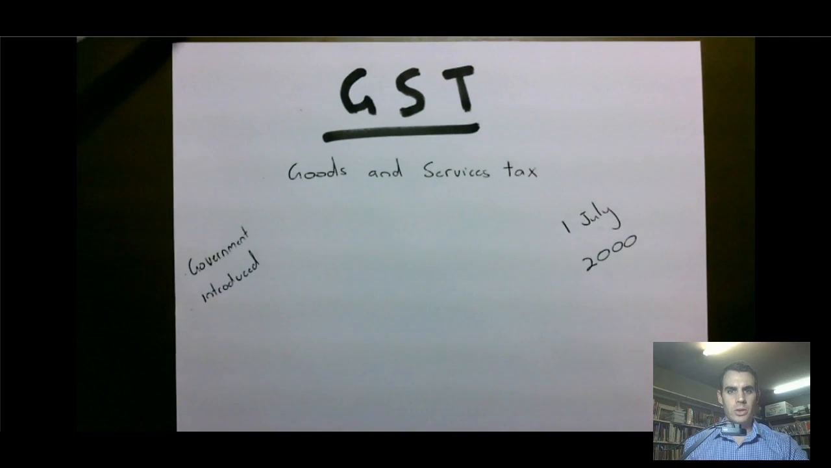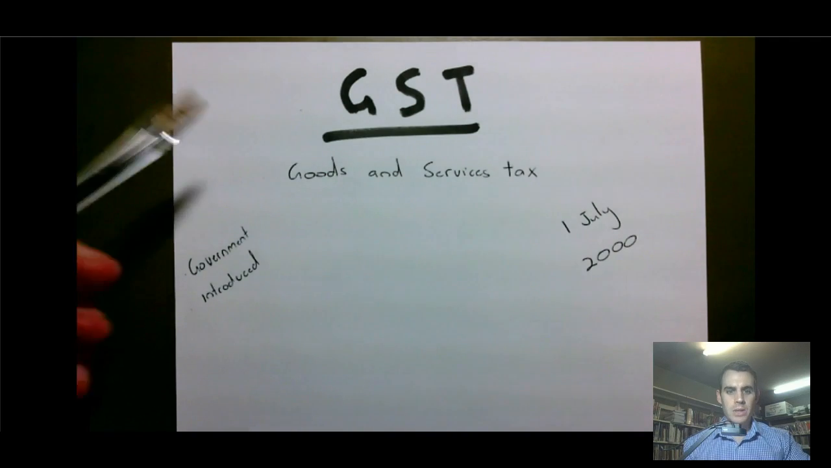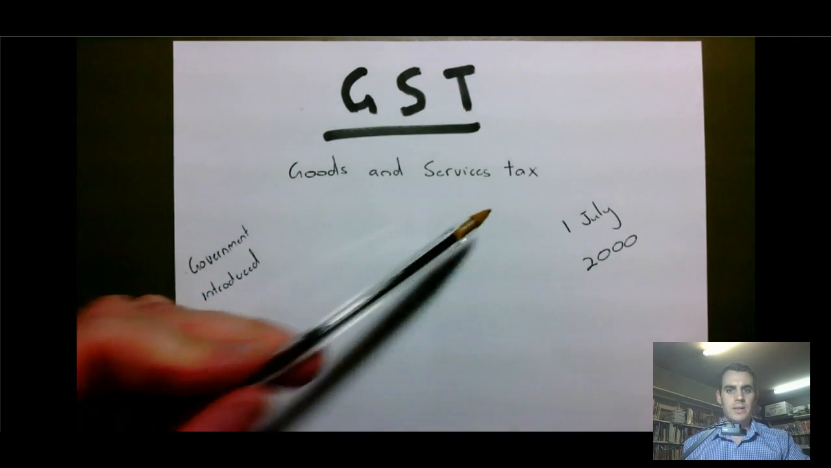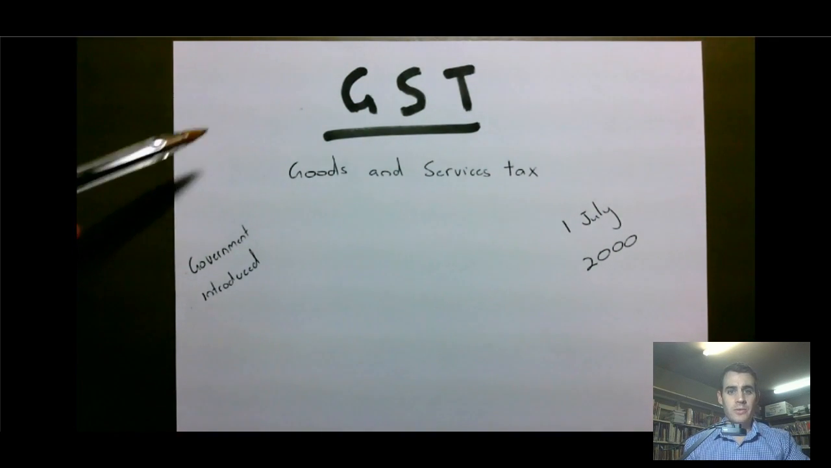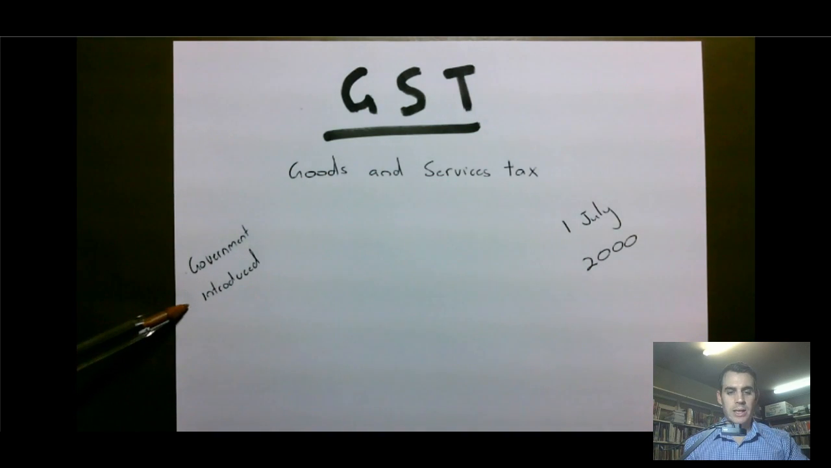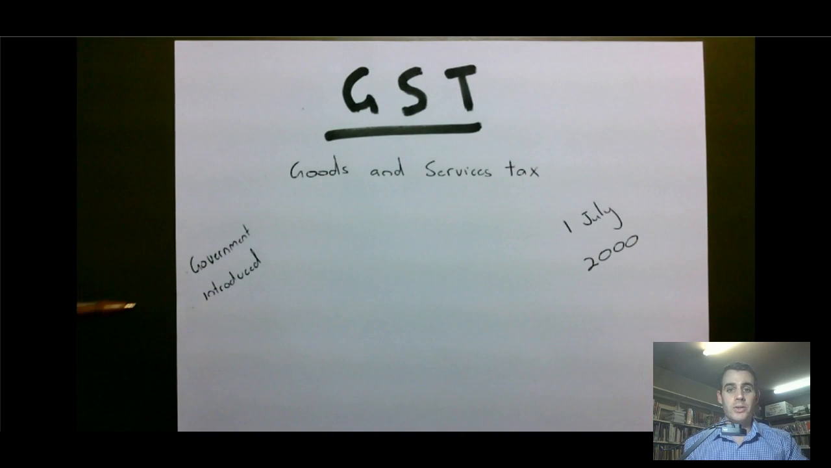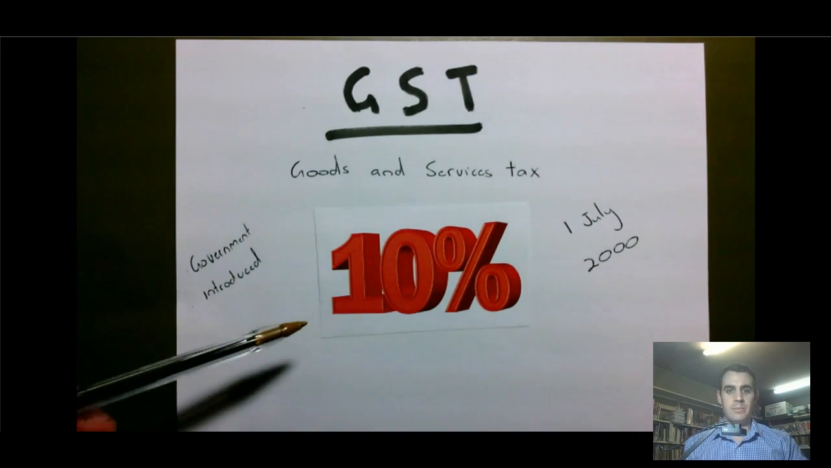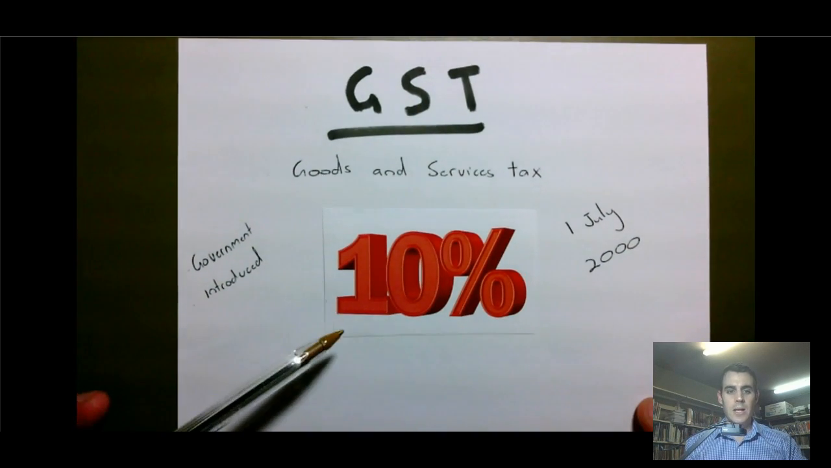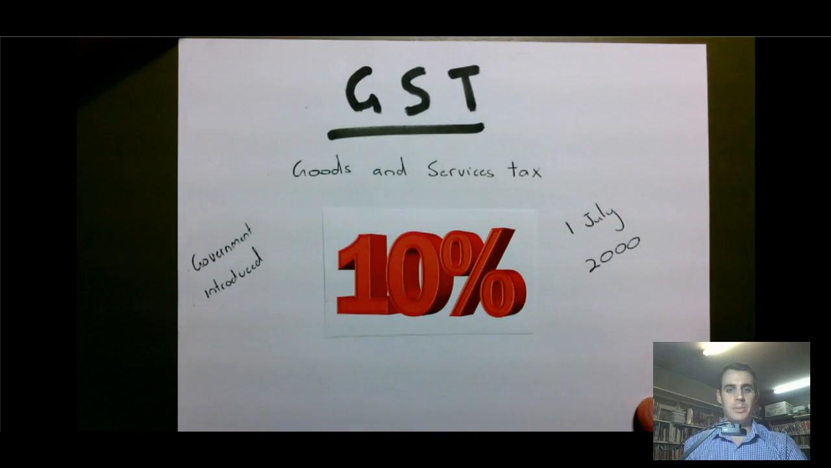In this video we're going to be talking about the GST. So GST stands for Goods and Services Tax, and this is a special type of tax introduced by the government on the 1st of July 2000. So this is a tax on most goods and services sold in Australia. Now the special rate that we need to remember is 10%. So this is the current GST rate, 10%.